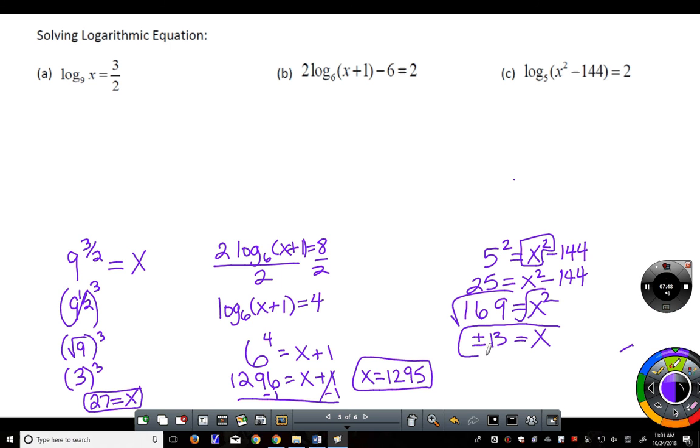So both of these work, and we have 2 solutions in that instance. Okay? Are there any questions?